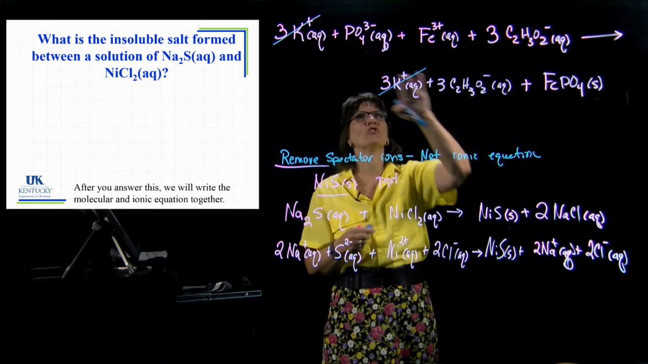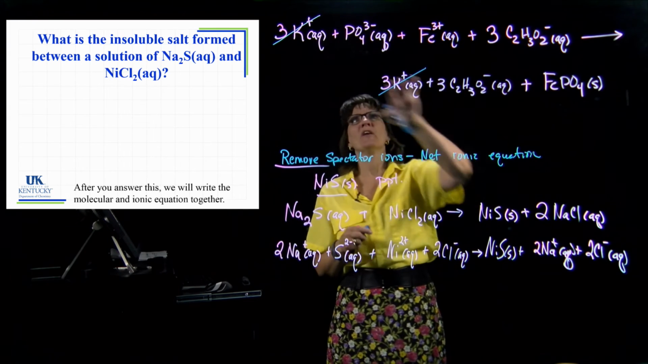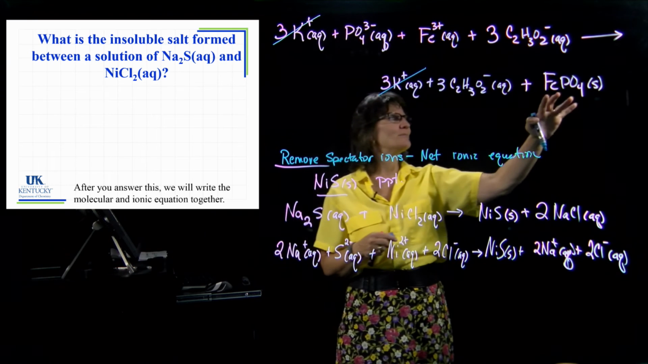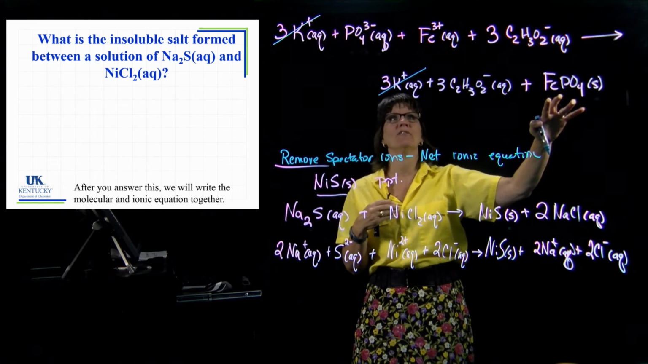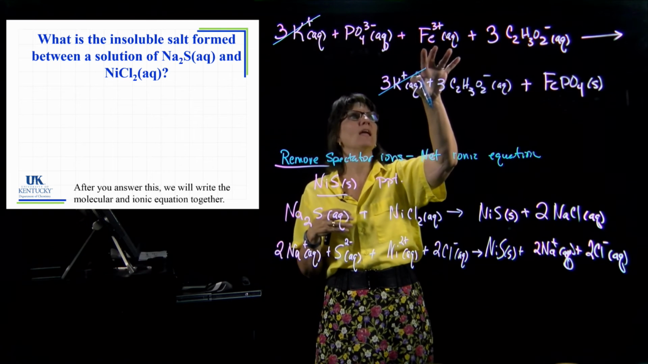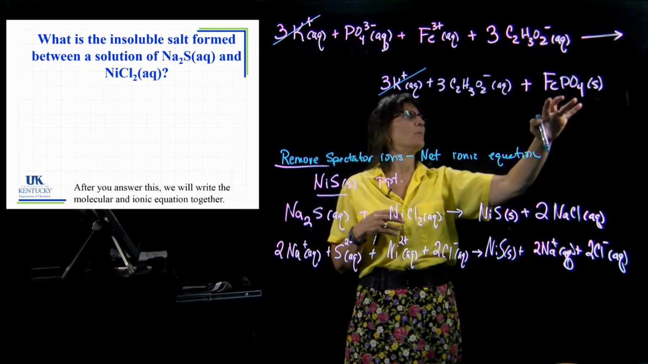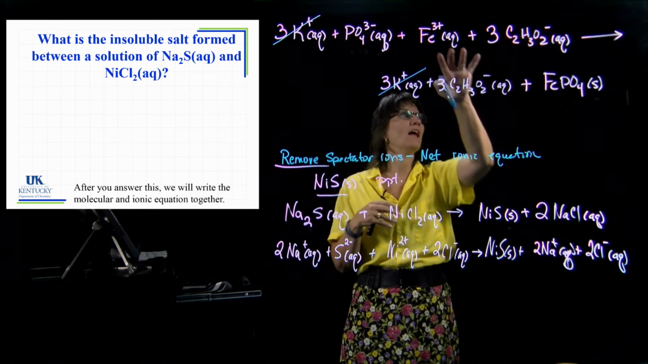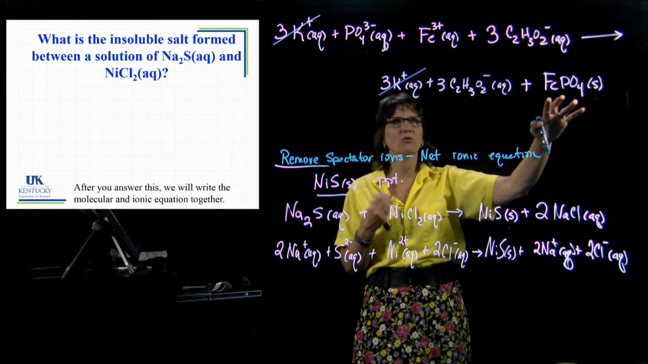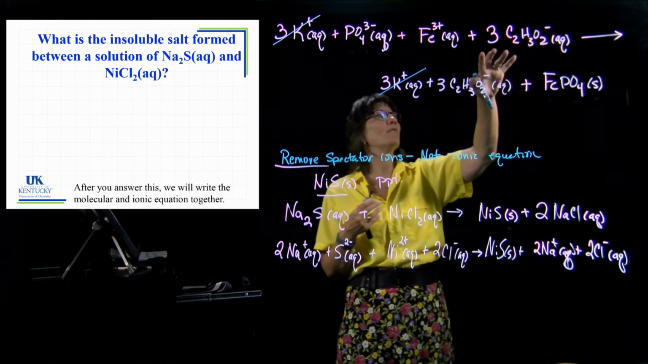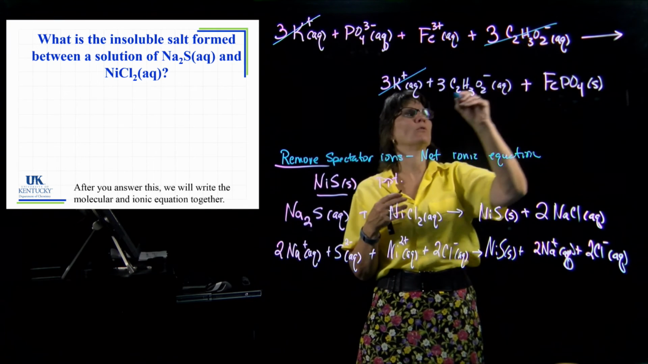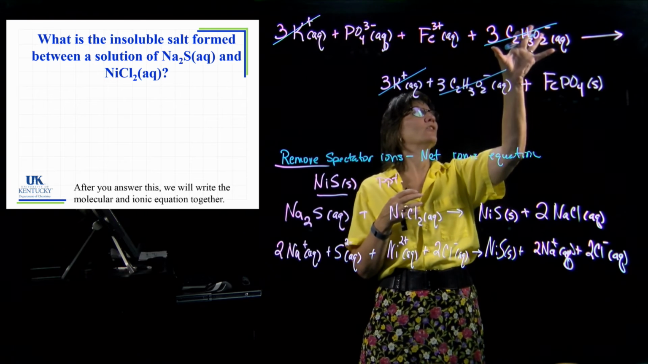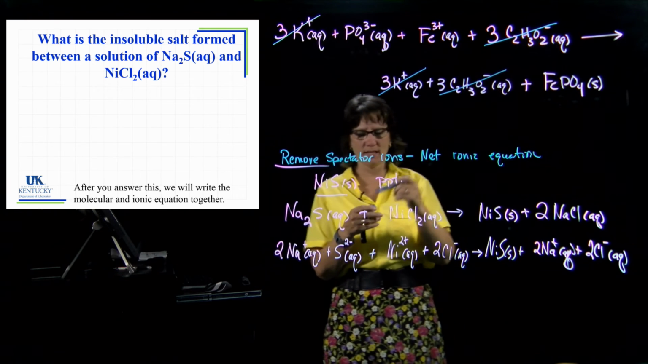Well, the PO4 looks different here than it does here, because here it's aqueous and here it's part of a solid. It doesn't look identical on both sides, so I can't get rid of it. How about the iron? Same thing, the Fe3+ is inside this compound here, so I can't get rid of it. And then we have the 3 acetate ions and the 3 acetate ions. They look identical on both sides, so I can cancel this on the left-hand side of the arrow and this on the right-hand side of the arrow.